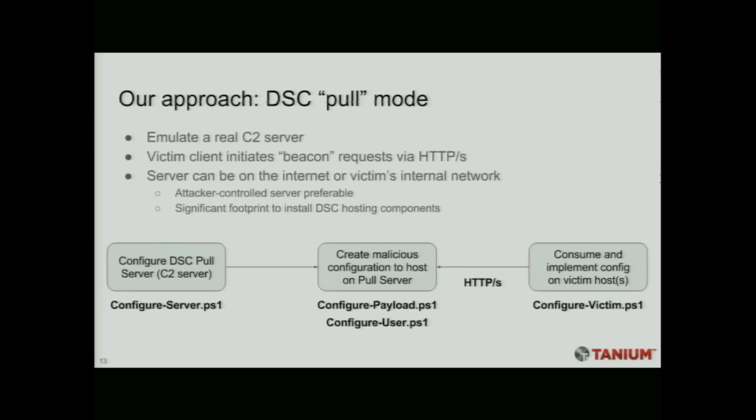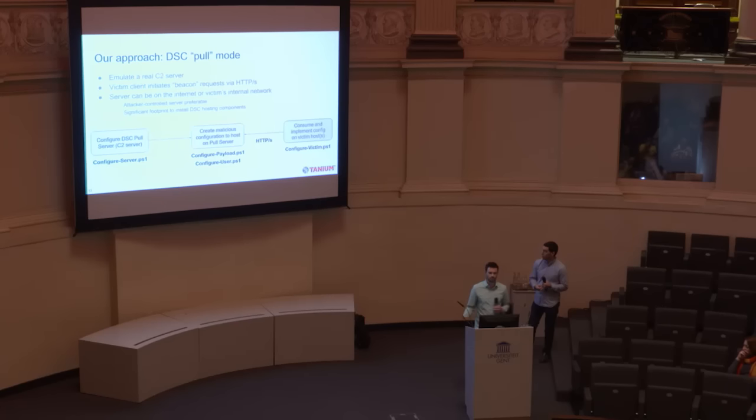So how this process works is the first part is you actually configure your pull server, and we have a script for that, which we'll walk through an example of. You create your malicious payload, and we have two different types that we're supporting at this point. And then finally, you configure your victims, then go out and pull these configurations down. You can create as many configs as you want, but the clients can only pull down and enforce a single config at a time.